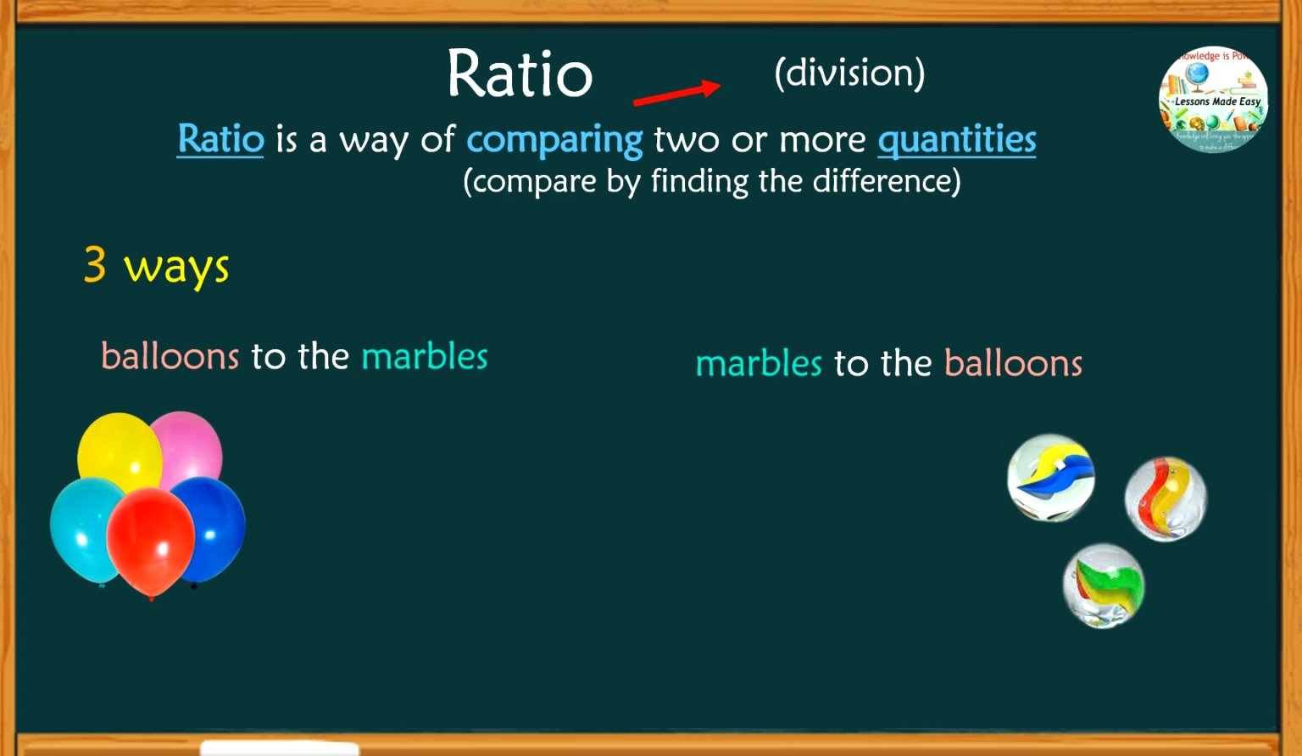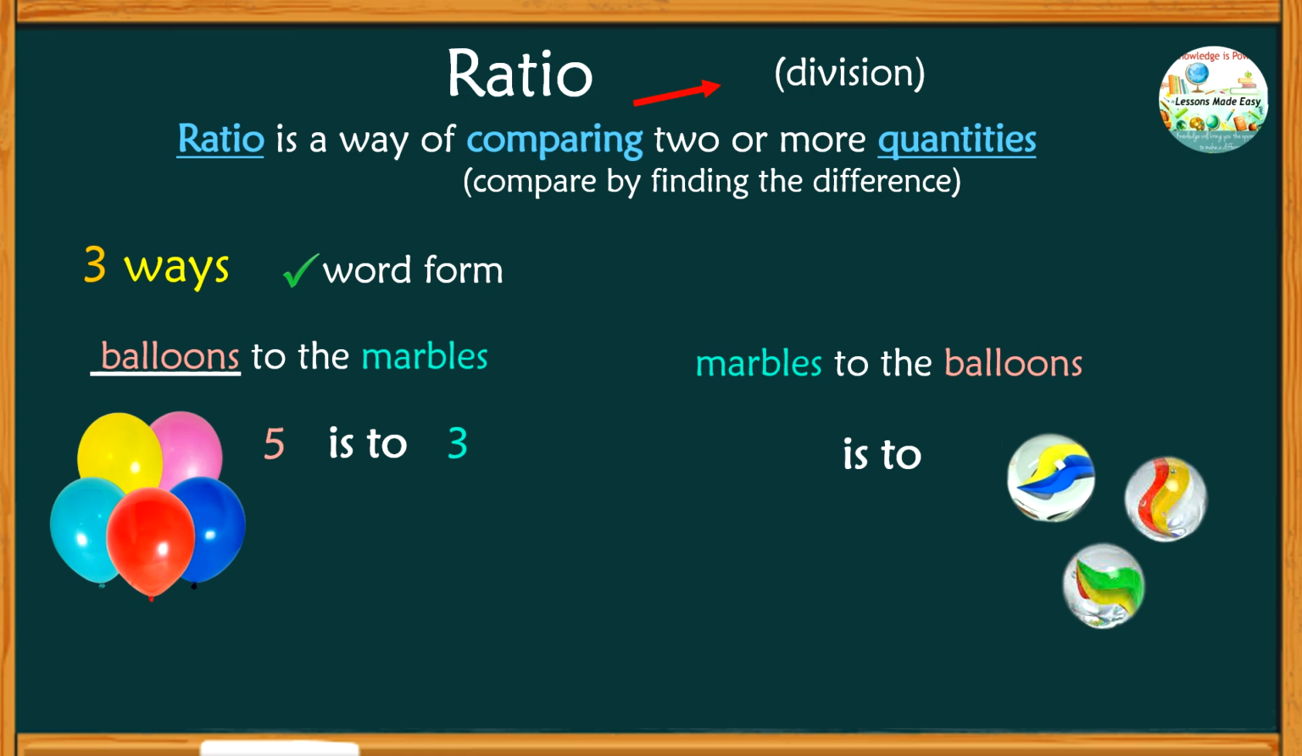We have 3 ways of writing the ratio. 1 is the word form, where we use the words "is to." Then we write the first term, or the number of the thing that is mentioned first. Since the balloons are mentioned first, we write the number of balloons first, which is 5. And then write the second term, which is the number of marbles, and that is 3. So the ratio of the balloons to the marbles is 5:3.